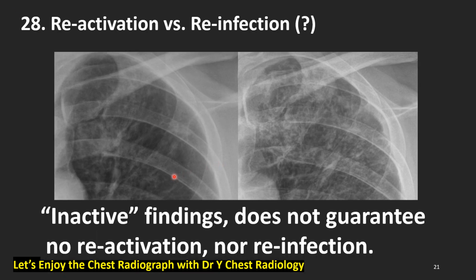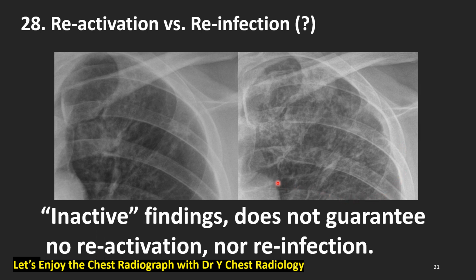How about these magnified views from this to this status? Yes, this is all tree-in-bud pattern of bronchial lesions. We know very well about these findings. Yes, this is active tuberculosis. Tuberculosis has come back here again.